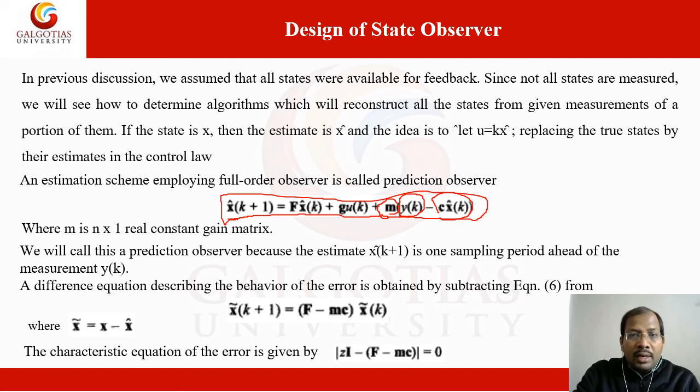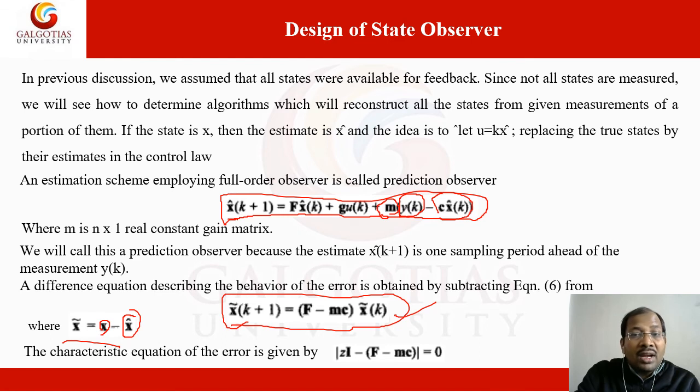When we put this into the control law and simplify these equations, we get this form. This is called the error dynamics. Here x tilde is equal to the actual state of the system minus x cap. Using this, we simplify the equation and get this form, which is the error dynamics, so we can obtain the characteristic equation.